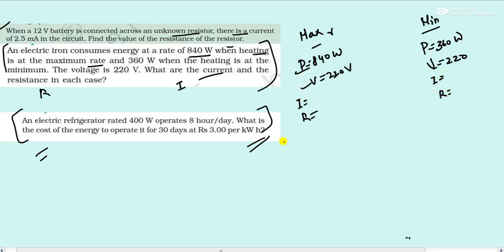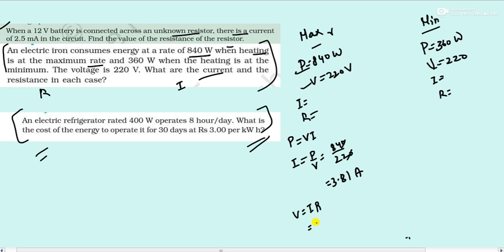So V and P are given, so use that formula. P is equal to VI. We need to find I, which is P by V. What is P? It is 840 divided by 220. So how much will you get? 84 by 22. When you do, after solving, you will get around 3.81. So try to solve it. This is ampere. Now resistance, you can use V is equal to IR.